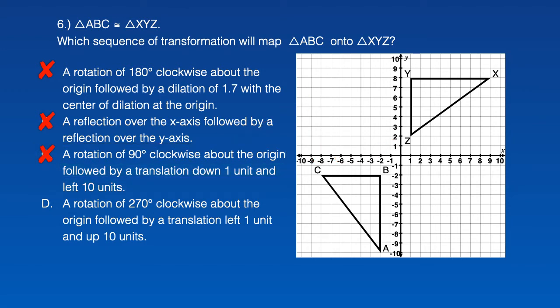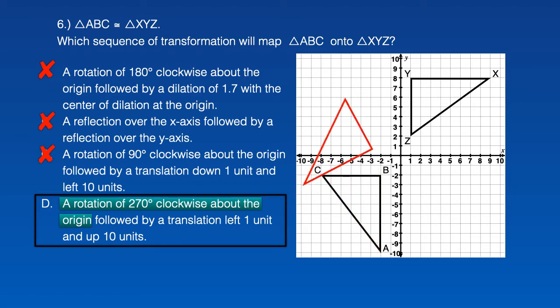And answer choice D, a rotation of 270 degrees clockwise about the origin. So let's do that first. If we rotate it 270 degrees clockwise, we're going to get this. That's 90, that's 180, and that's 270. And then we got to follow that with a translation left 1 unit and up 10 units. There you go. It's going to end up matching up. So that answer is correct.